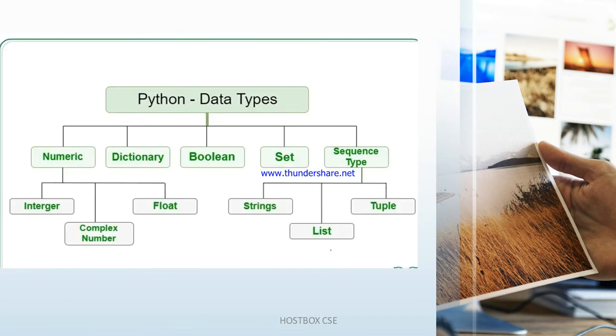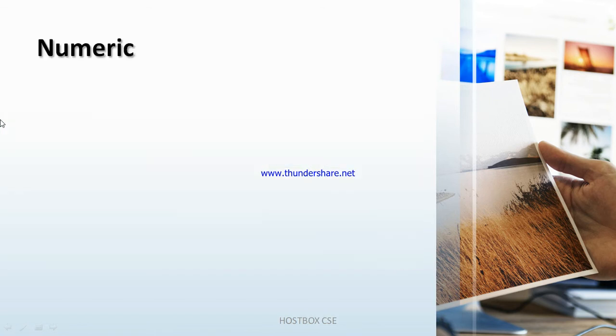Then you see the diagram we put here. Data types are like this: numeric, dictionary, Boolean, set and sequence. The numeric type is again divided into data types like integer, complex number and float. Similarly, the sequence type also has data types like strings, tuple and list. So we'll see one by one what is what today. The first one is the numeric.